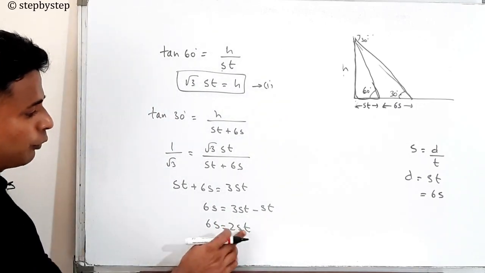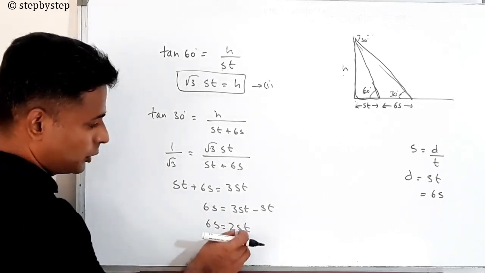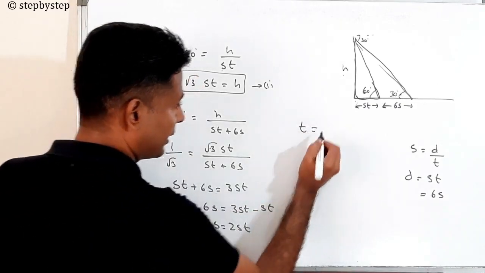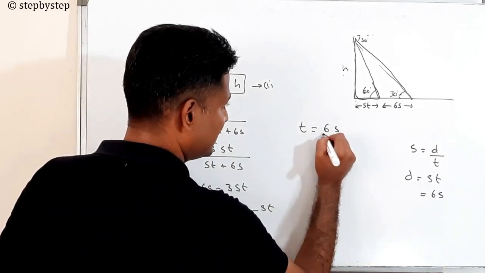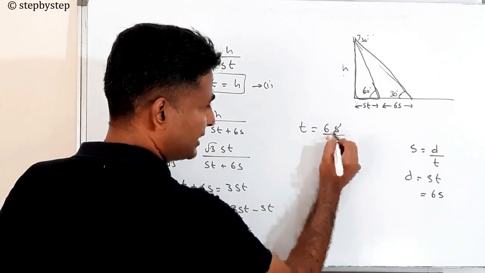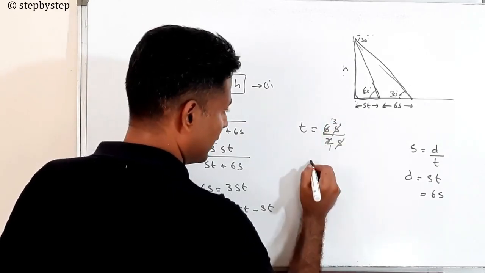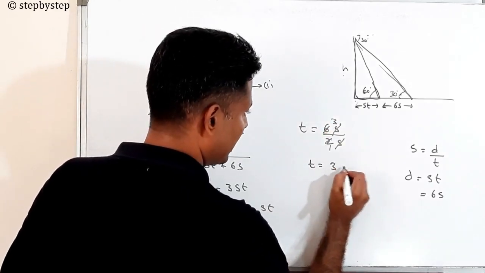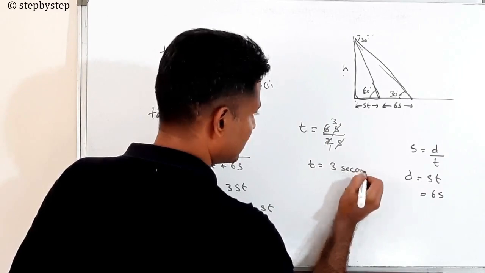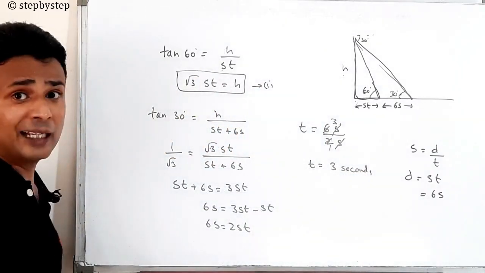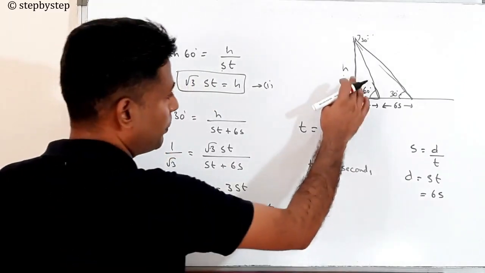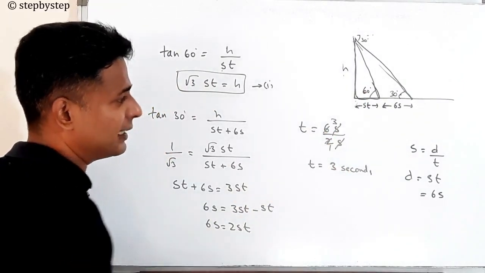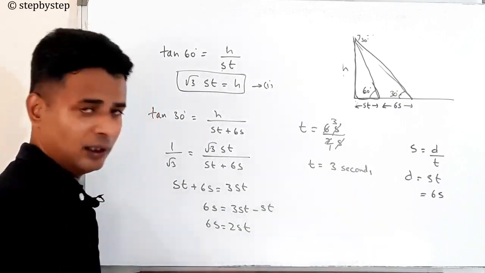Right? Now what do we need to find? We need to find t. So I'll transpose 2s this side. When I transpose this 2s this side, it becomes 6s by 2s. s and s cancel, 2 ones are 3, so the time taken is 3 seconds. They have not asked us to find the speed, so we do not have to find it. Just by applying the formula, we were able to cancel s and we got the time.